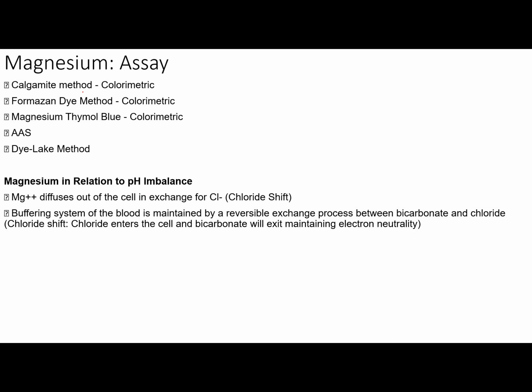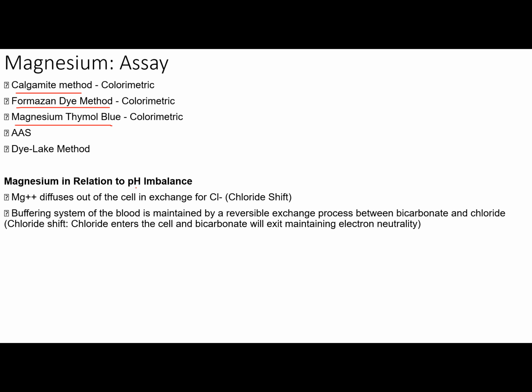Assay class. So there are three colorimetric assays for magnesium: the Calmagite method, the Formazan-dye method, the magnesium thymol blue method. So itong tatlo na to are all colorimetric. Then we have your atomic absorption spectrophotometry and the dye-lake method.